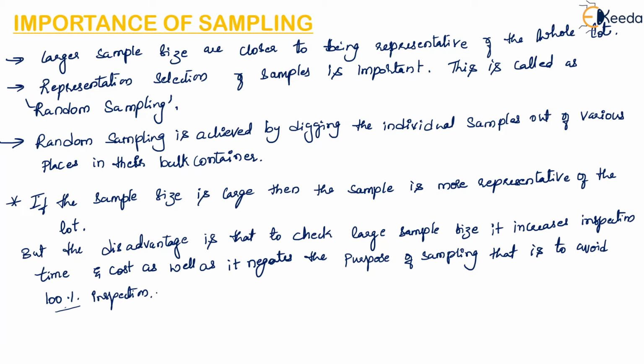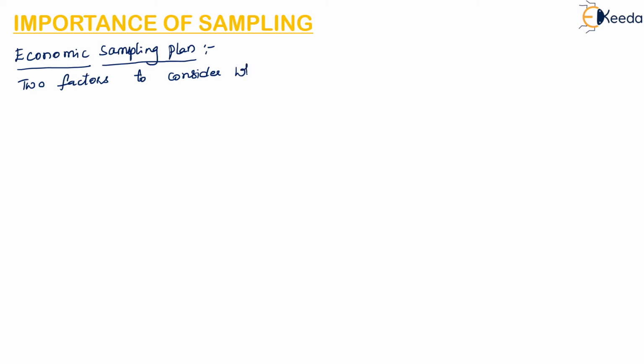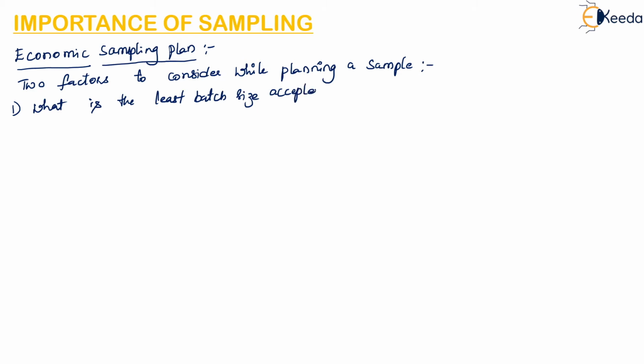So the statisticians have recommended an economic sampling plan to balance the two basic requirements. The economic sampling plan has been suggested to avoid 100% inspection and waste of time and money. When we are planning a sample, we need to consider two factors. What are these two factors? The first one is what is the least batch quality which is acceptable, known as lot tolerance percent defective.